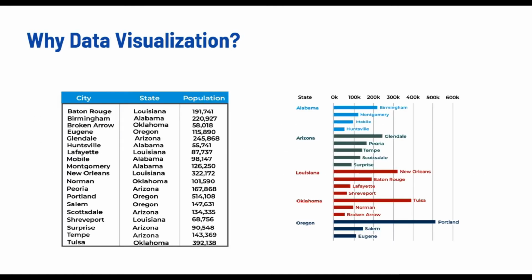We need data visualization because a visual summary of information makes it easier to identify patterns and trends than looking through thousands of rows on a spreadsheet. It's the way the human brain works. In this slide, you can see that it is easier to answer the questions like which is the most populous city and which state has most cities by looking at the bar graph rather than comparing them through the tabulated data.